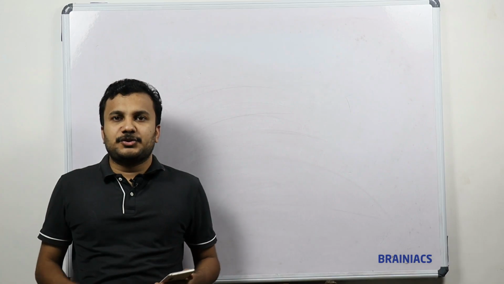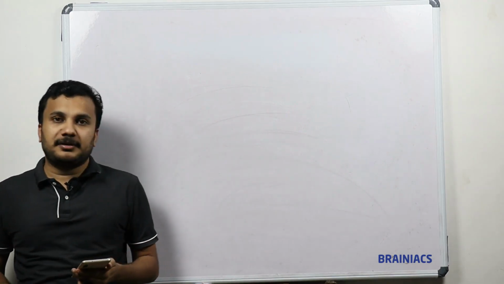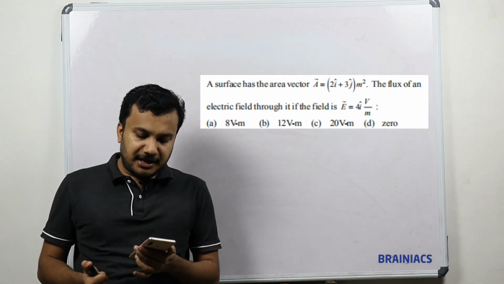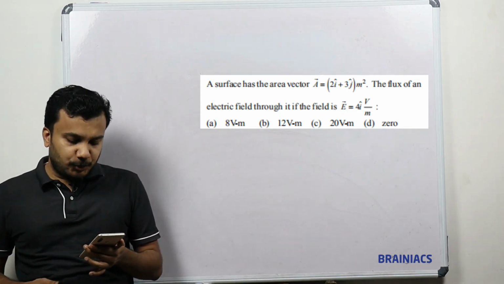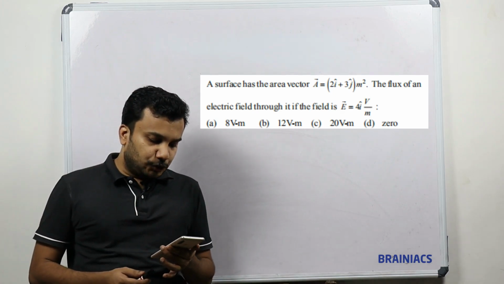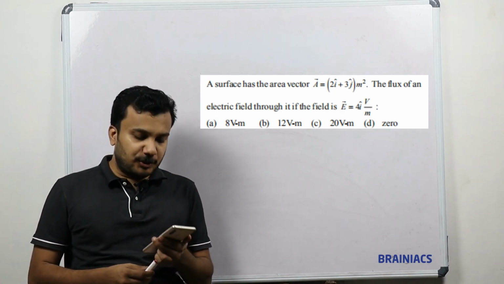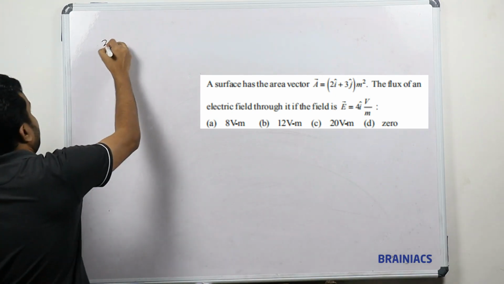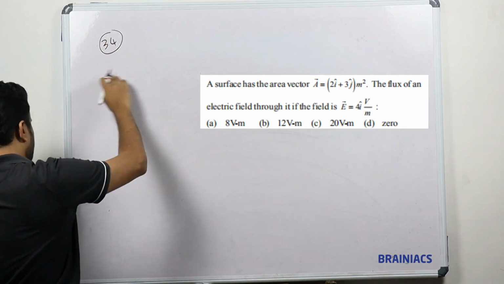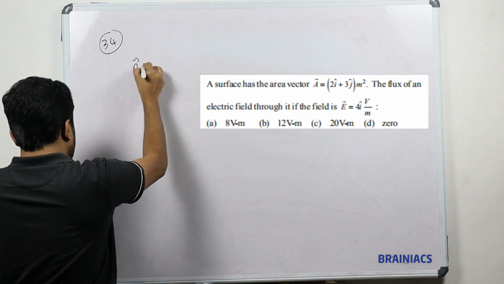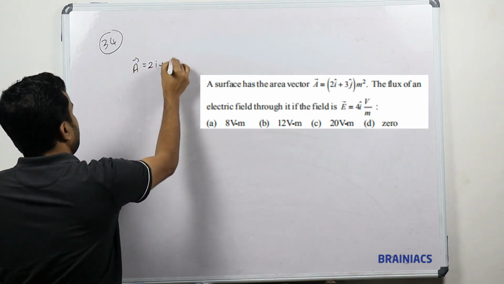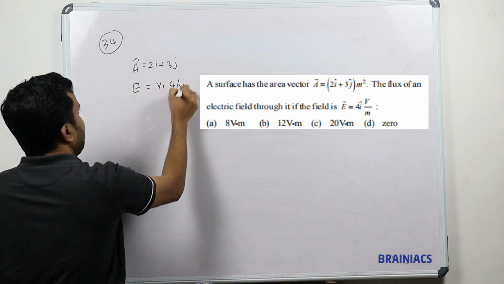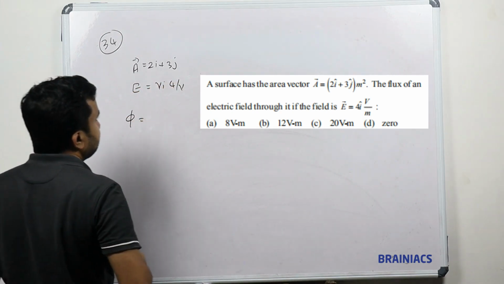Hi dear students, so we will continue from question number 34. A surface has the area vector A given as 2i plus 3j meter square. Find the flux of an electric field through it if the field E is equal to 4i volt per meter. So area vector A is given like 2i plus 3j and the electric field is given as 4i volt per meter. We need to find out the flux.